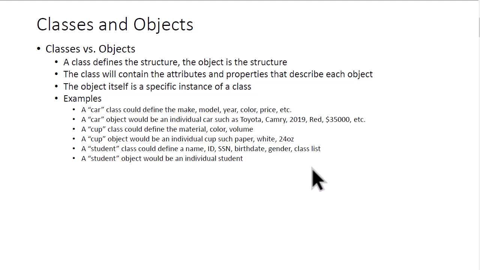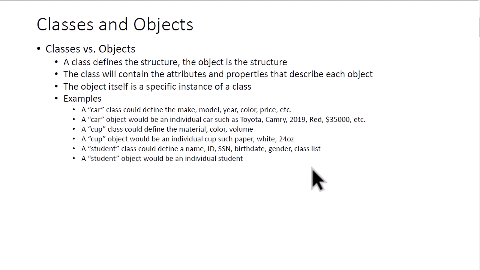So for an example, we have a car, and you're probably thinking of a car right now, probably your own car, or maybe somebody else's car, and you could think of some items that would define your car: the make, the model, the year, the color, the price. What else? There's probably a bunch of other things you could think of that would define your particular car. Now, that defines in general the car class.